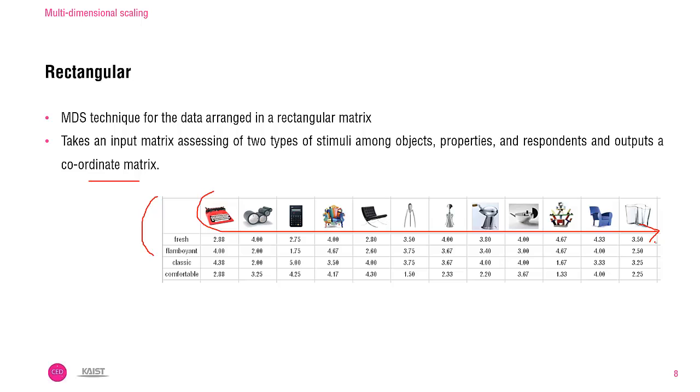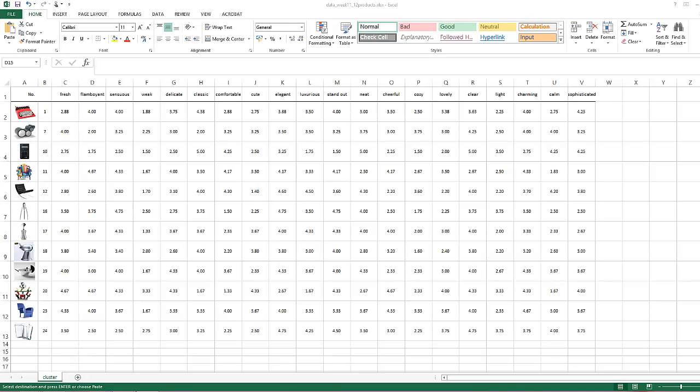And it is quite common to manage the data in Excel. You just copy the Excel data and paste them in SPSS. Okay, then using the data arrayed in this way, let's try to conduct a rectangular ALSCAL in SPSS. Now let's try to conduct a rectangular ALSCAL test.